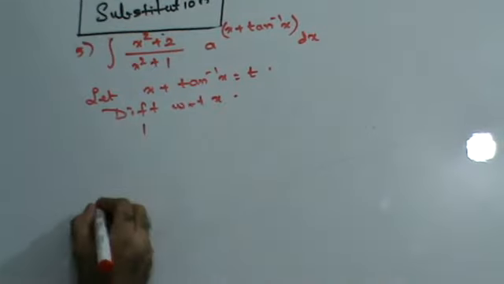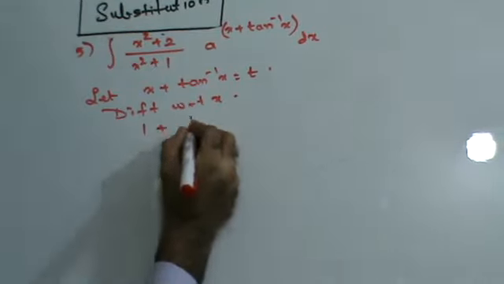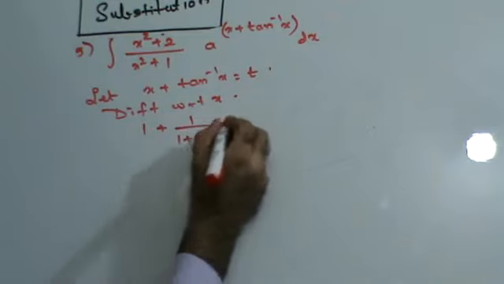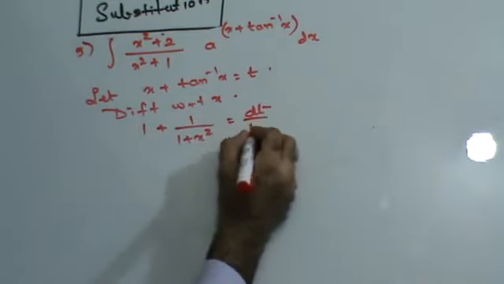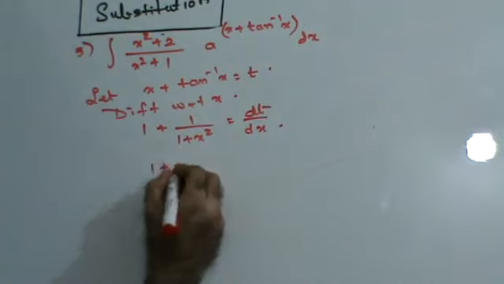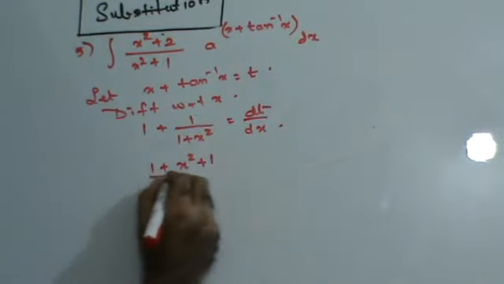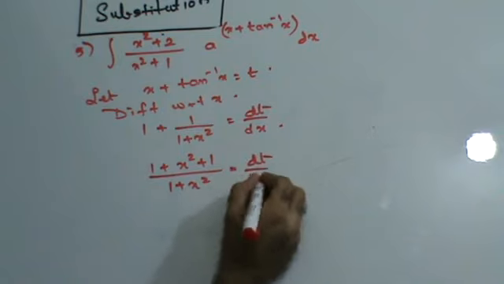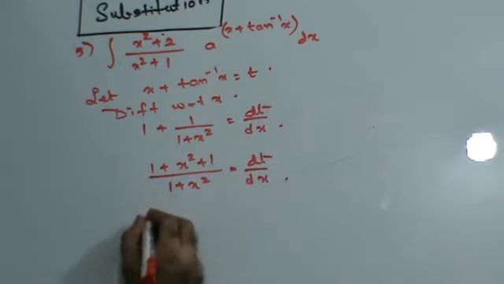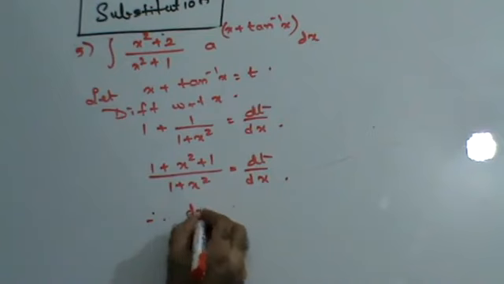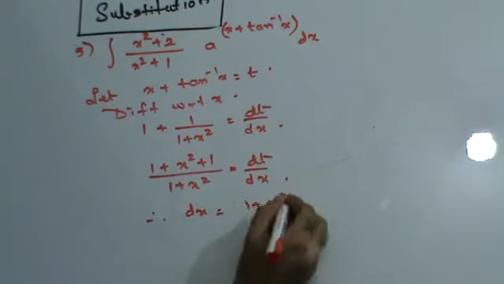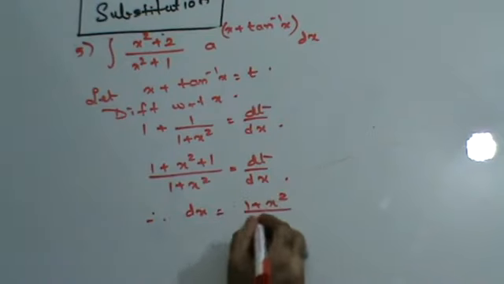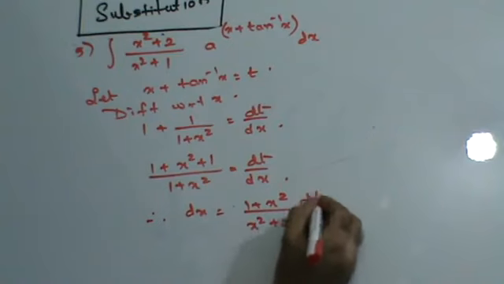So d by dx of x is 1, d by dx of tan inverse of x is 1 upon 1 plus x square, which is dt by dx. Therefore 1 plus 1 upon 1 plus x square is dt by dx. I have taken LCM here. Therefore I can say that dx is (1 plus x square) upon (x square plus 2) dt.